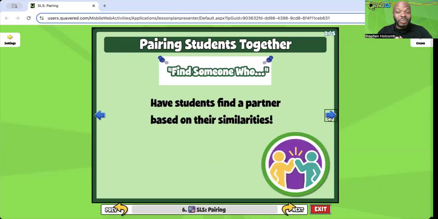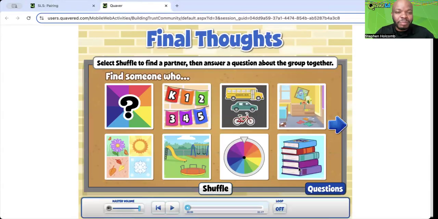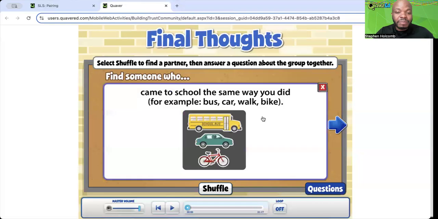A second way is a really simple idea of finding someone who, and then you get to fill in the blank. Basically, you're going to have students find a partner based on their similarities. I really like this one because, again, it's very simple. If you do have the Quaver Ready curriculum, you can type in final thoughts within Resource Manager to find someone who social learning structure. Here, it could be something like find someone who came to school the same way you did, by bus, car, walking, or biking.